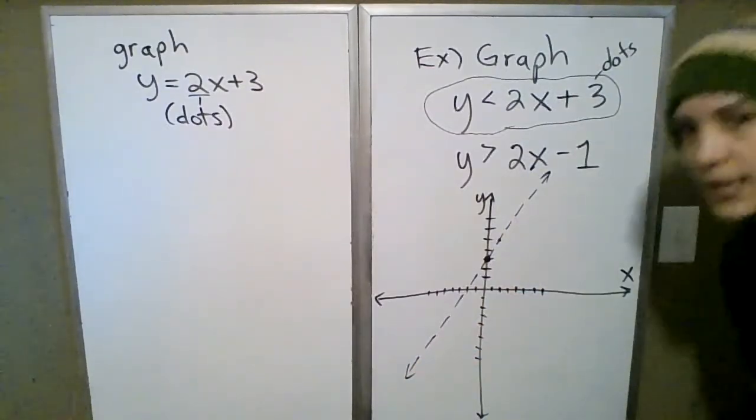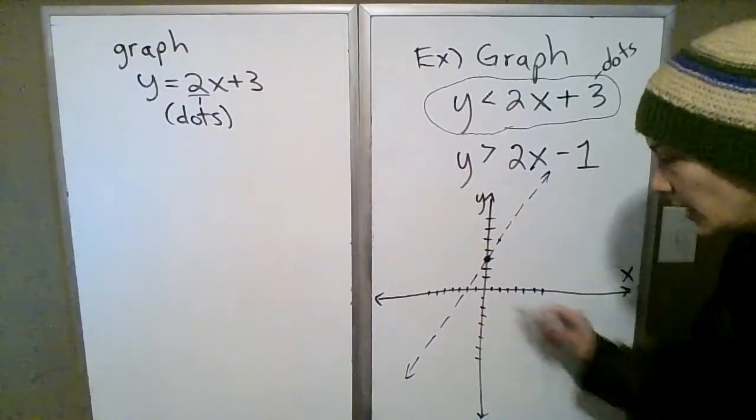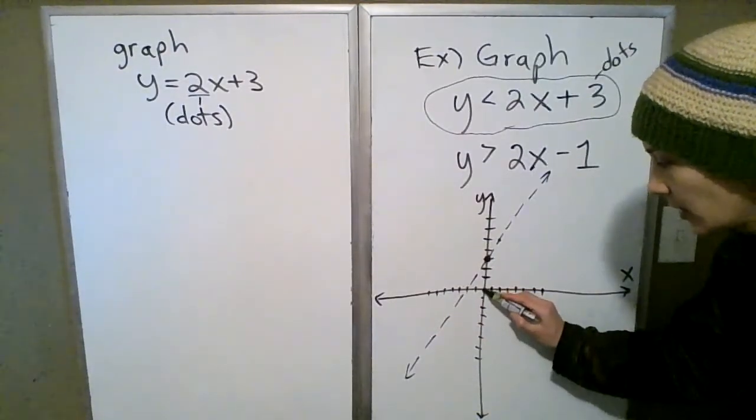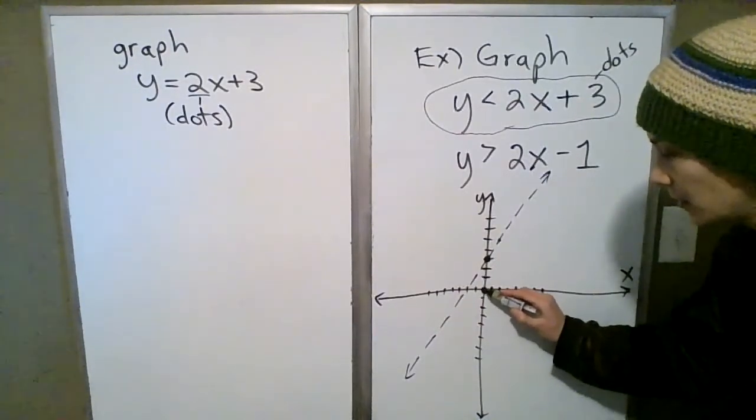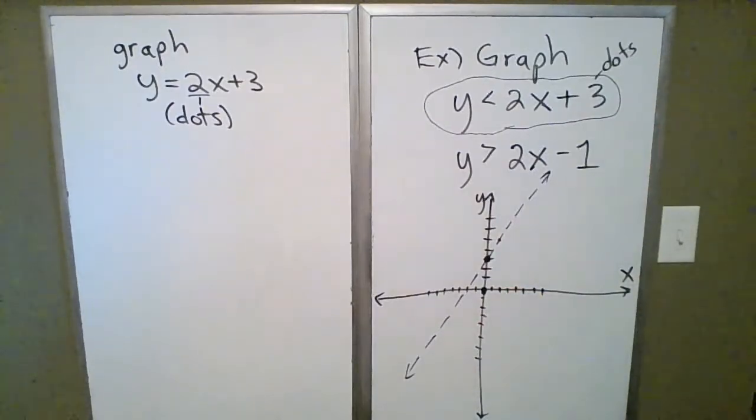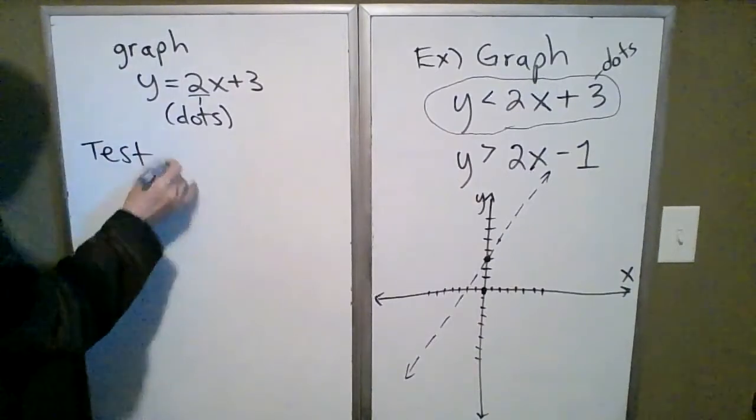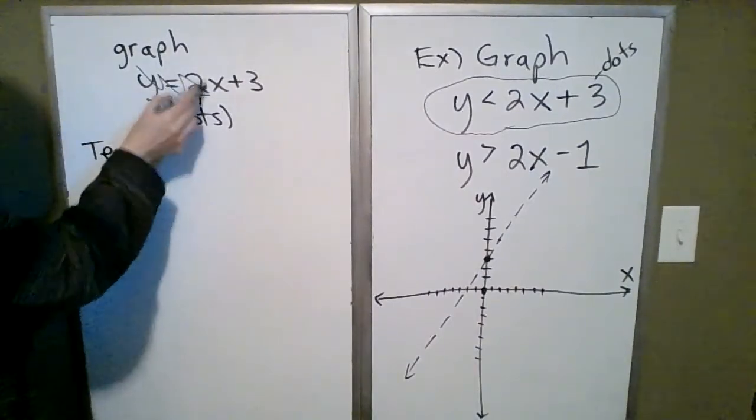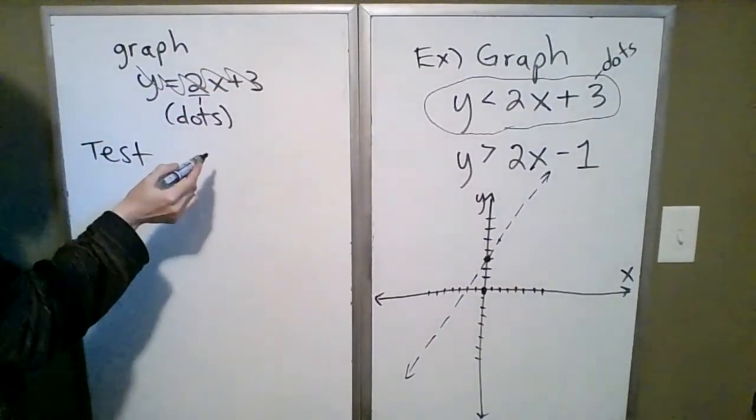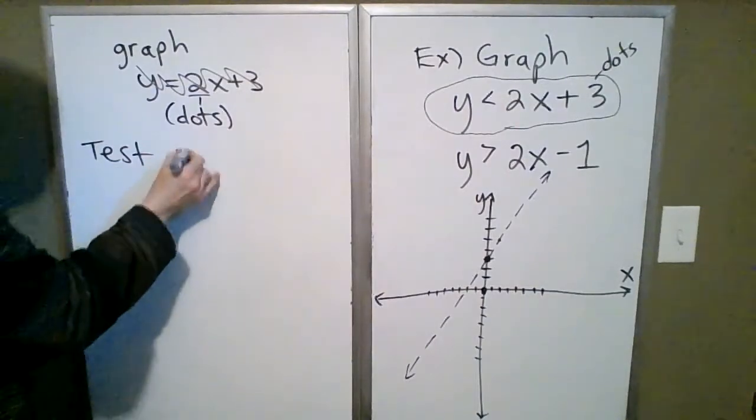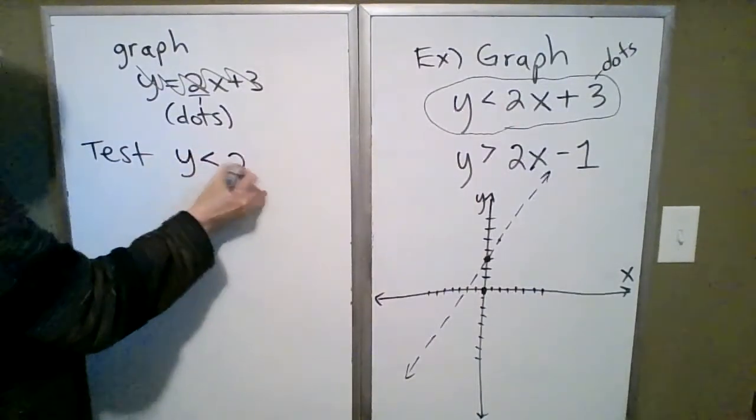And we can test the origin. It's not on your line. It's over here, 0, 0. Once you've got the line, you really don't want to look at this symbol anymore. I'm going to go back to the original sign, the less than sign.